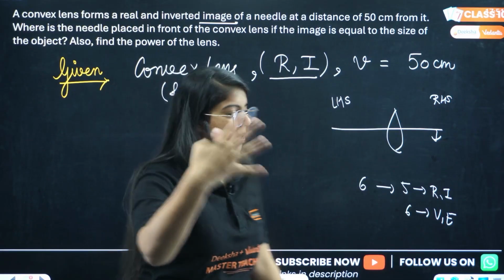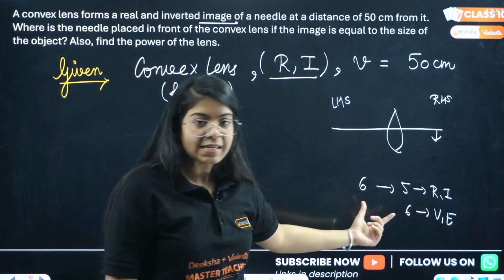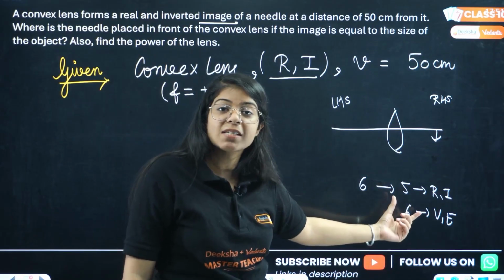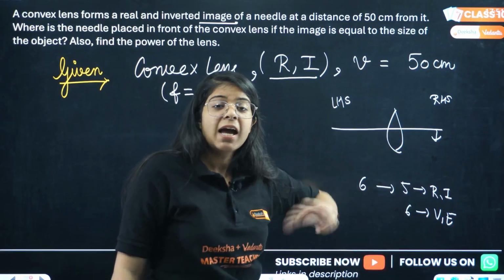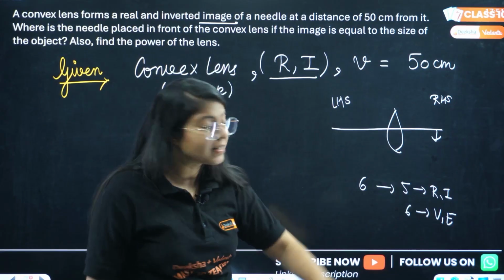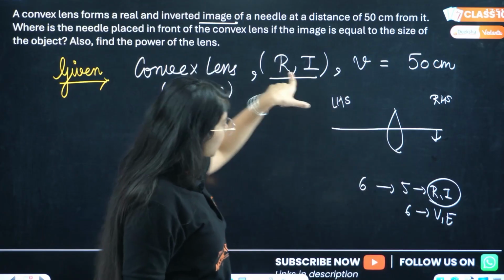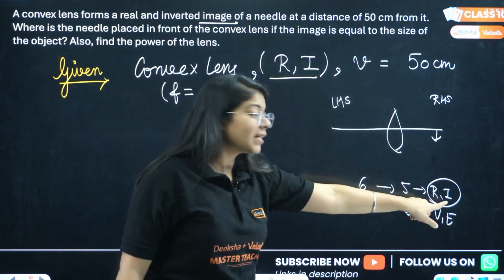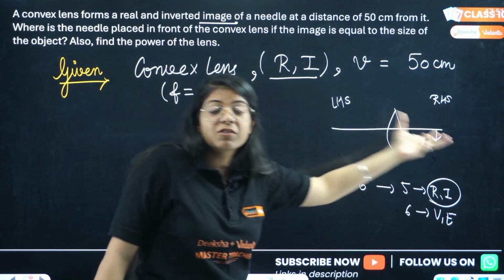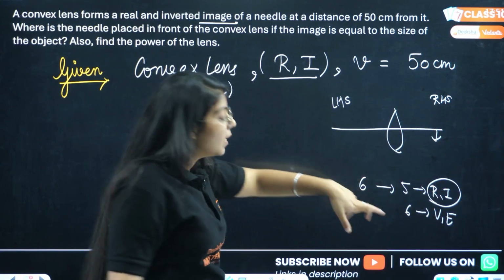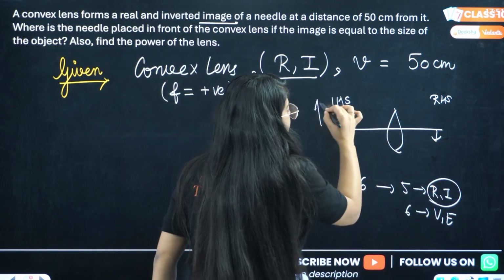Understood? Let me explain again. A convex lens has 6 cases, 5 and the 6th case. In 5 cases, the image is real and inverted. In the 6th case, the image is virtual and erect. In the first 5 cases, where the image is real and inverted, which is the case given in the question, on which side is the image formed? It always forms on the right hand side. The 6th case forms on the left hand side.